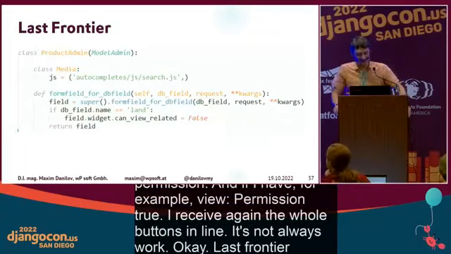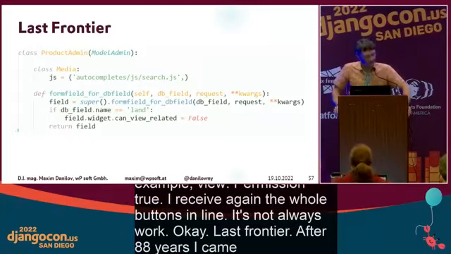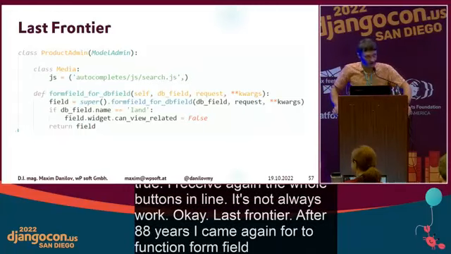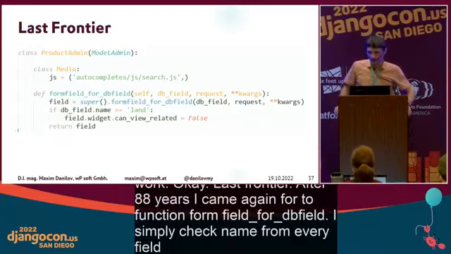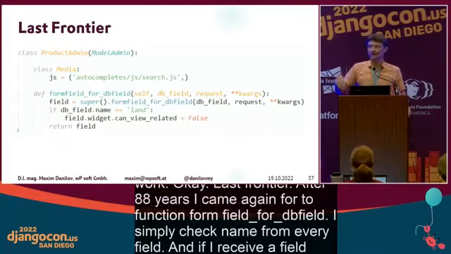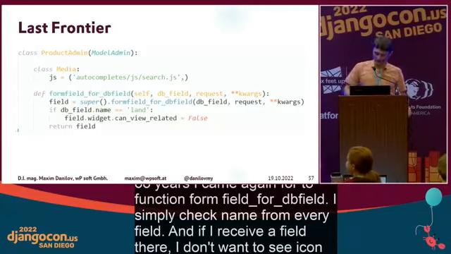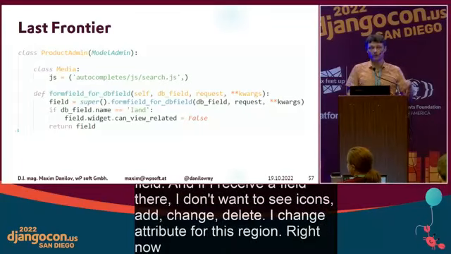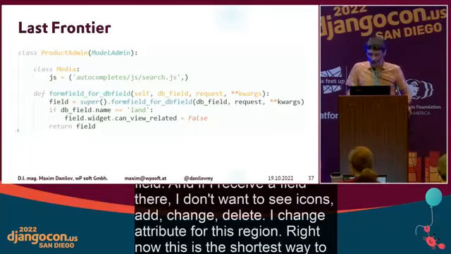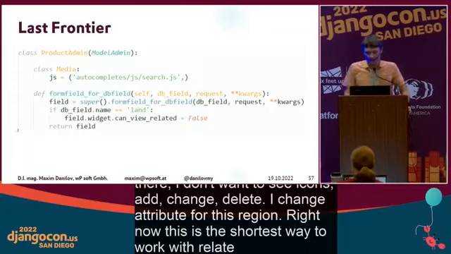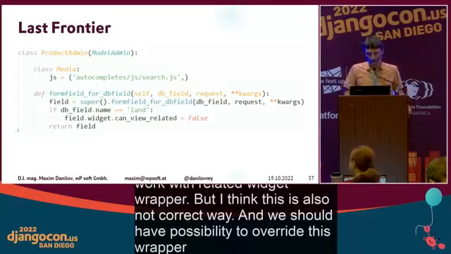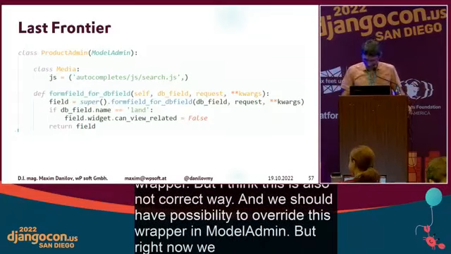Okay, last frontier. After eight years, I came again to the function formfield for DB field. I simply check the name of every field, and if I receive a field there, I don't want to see the icons add, change, delete. I change the attribute for this widget. Right now, this is the shortest way to work with the related widget wrapper. But I think this is also not the correct way, and we should have the possibility to override this wrapper in model admin. But right now we don't have this possibility.